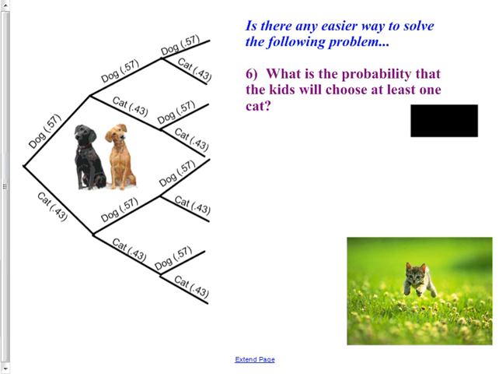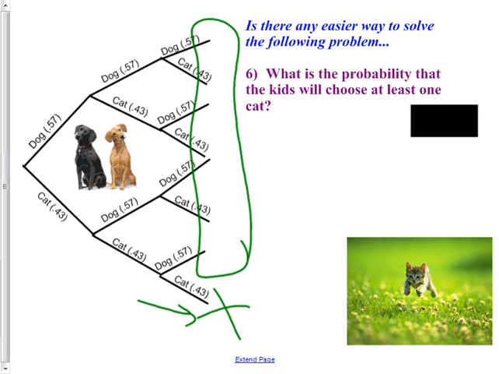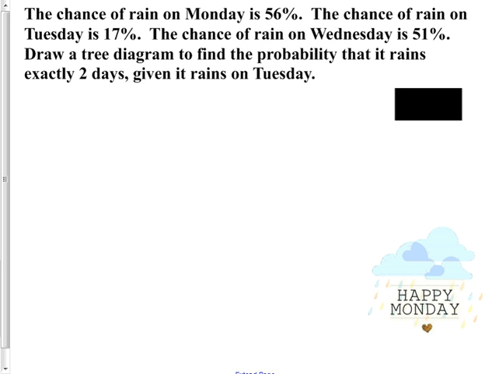Oh, that's just saying the easier way, which I just told you, which was this is not possible, so you don't add up all of these. You go 1 minus that one. Okay, moving on. The chance of rain on Monday is 56%.